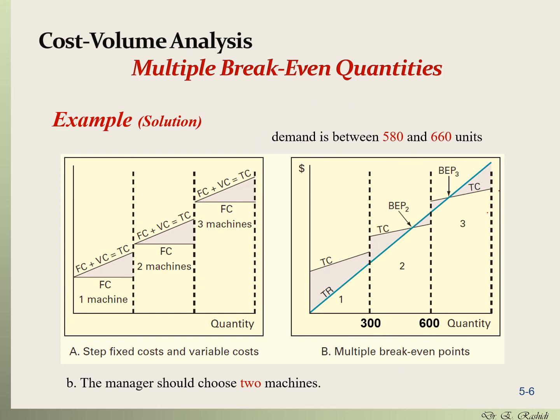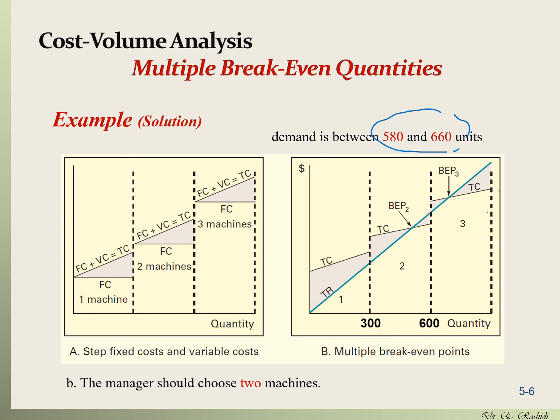So let's now go to the question part B. The question says that if the estimated demand is between 580 and 660, how many machines should the manager purchase? So the demand is between 580 and 660. With one machine, we cannot meet the demand. And also one machine, as we computed, doesn't have a break-even point, it's all loss. So if the manager purchased one machine, he's not going to meet the demand and he's going to lose no matter how many he produces. So that's not a good option at all.